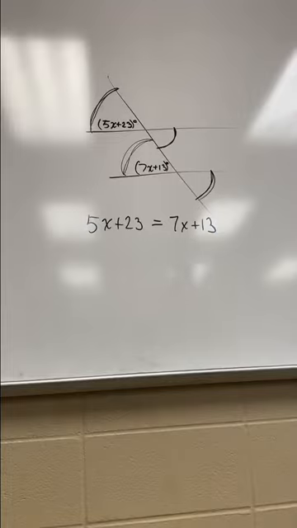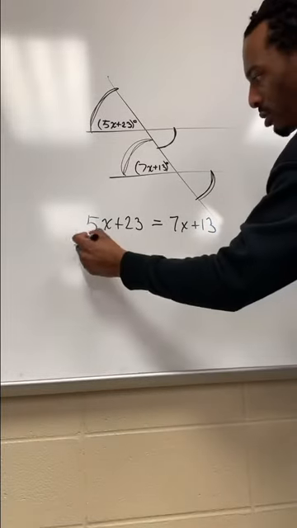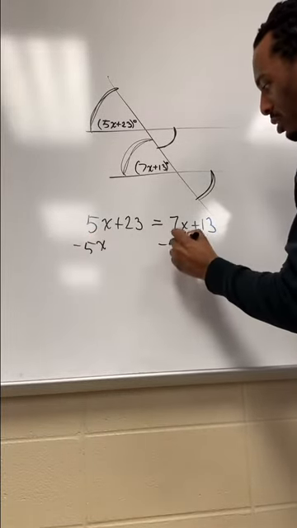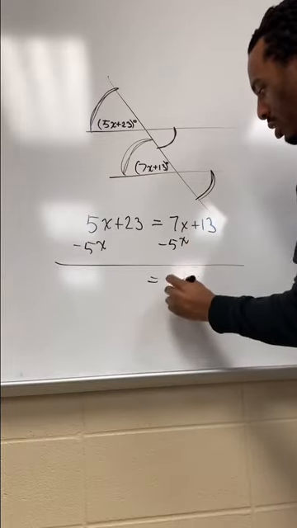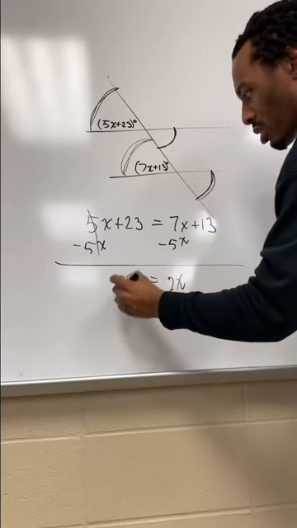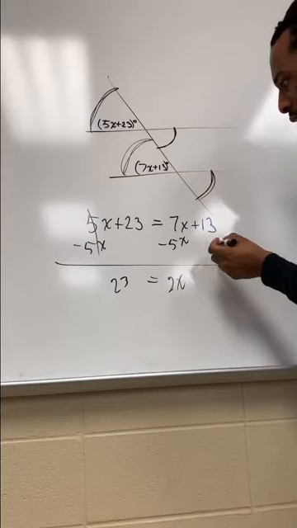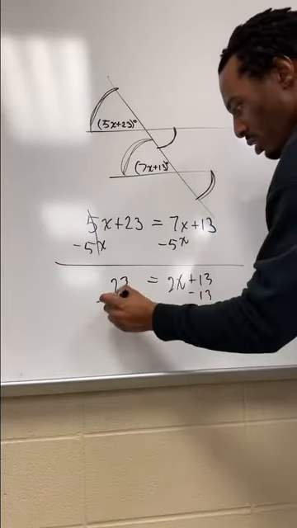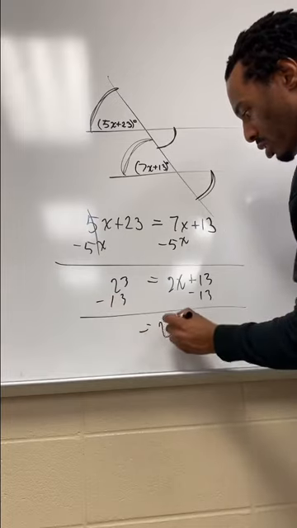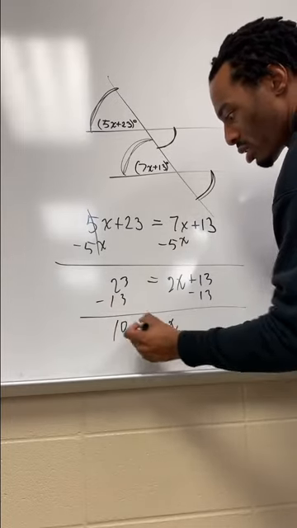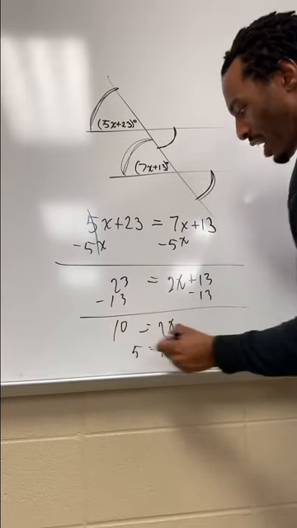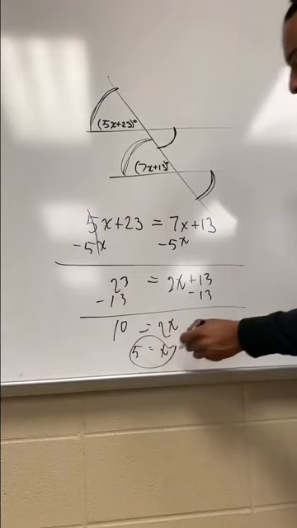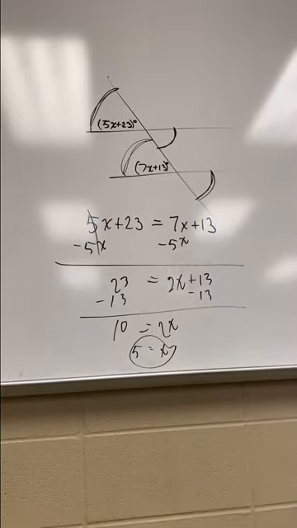All right, so I'll solve it. I'll subtract 5x on both sides. Then I'll subtract 13 on both sides. So x must be equal to 5. X must be equal to 5.